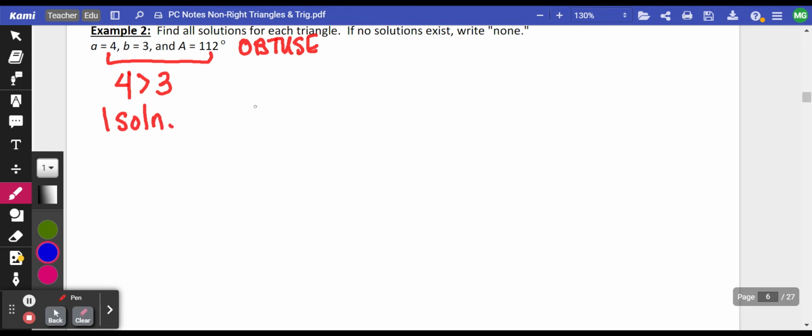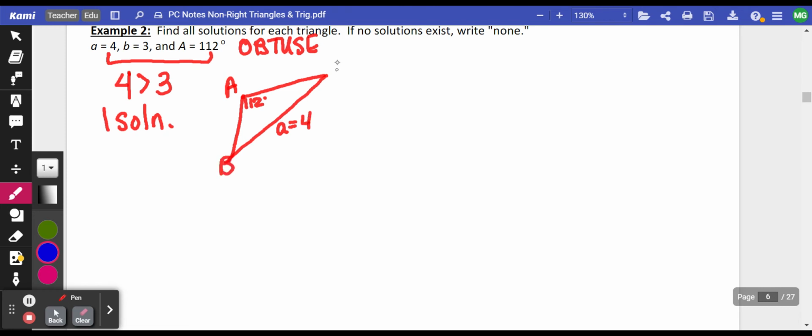And we're going to start to draw our triangle. I think it's important to draw it just to kind of get an idea of what it's going to look like. So we know we have a 112 degree angle, so we'll try to put the obtuse angle in there. So angle A is 112 degrees. Side A was 4 units long.